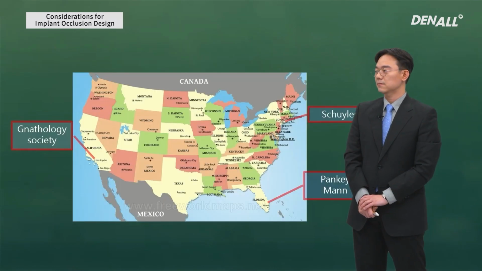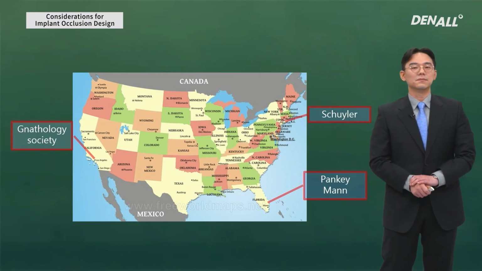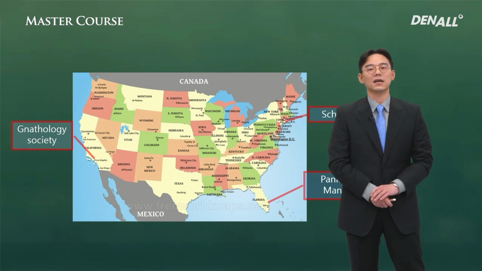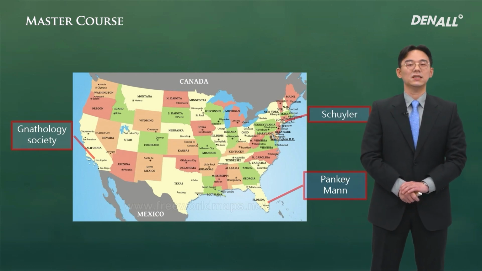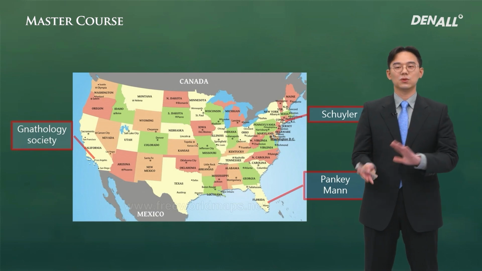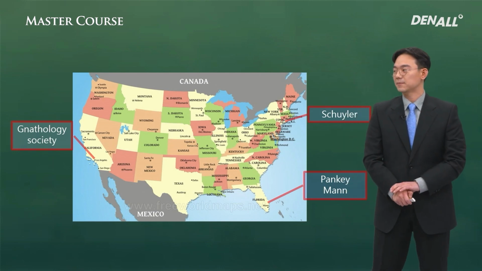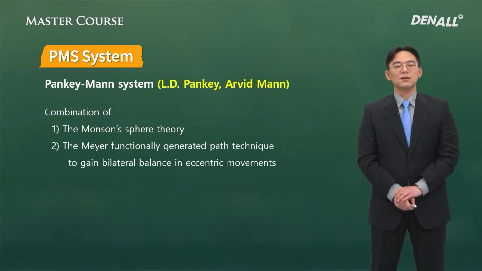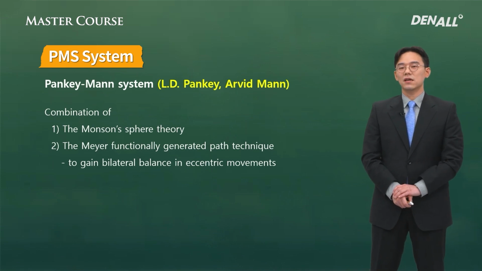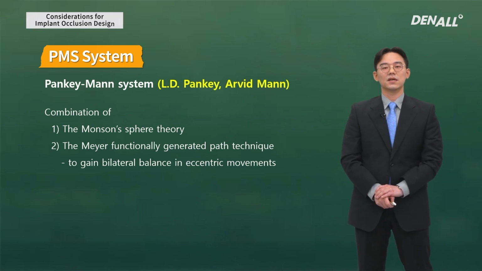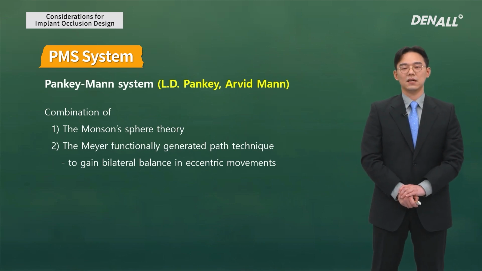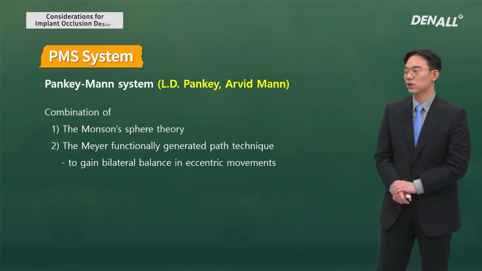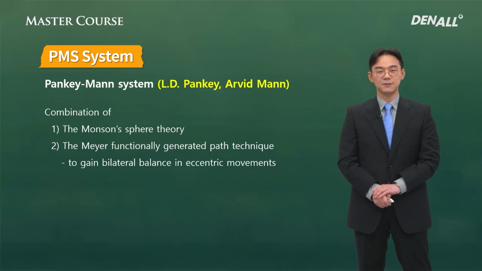The Gnathology Society developed their theories on the West Coast. And far away on the East Coast, the PMS school appeared. There was a huge distance between them. Culturally, they were different, so different theories appeared. The Pankey-Mann system is the combination of Monson's sphere theory and Meyer's functionally generated path technique for natural tooth restoration. Still, the Pankey-Mann system argued for bilateral balance in eccentric movements.